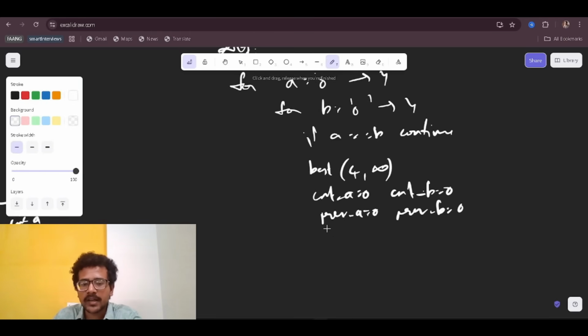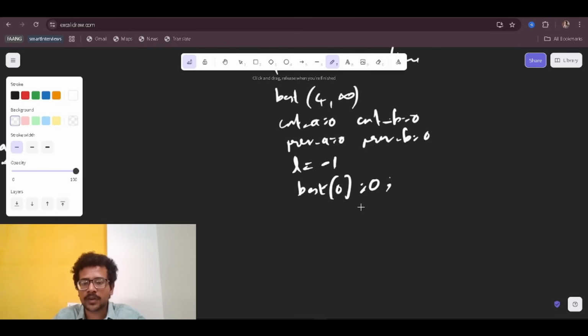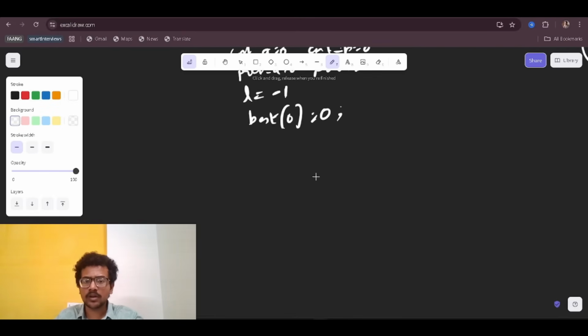Now what I say is, for R is equal to 0 and going till n, I would consider an L. L is equal to minus 1. Sorry for the mistakes. L will be minus 1 and the previous A plus previous B, right? This one is 0. So best of 0, as I said, will be 0. Now I'm just considering what if the k value is just 1. That means I have to consider when L is minus 1.